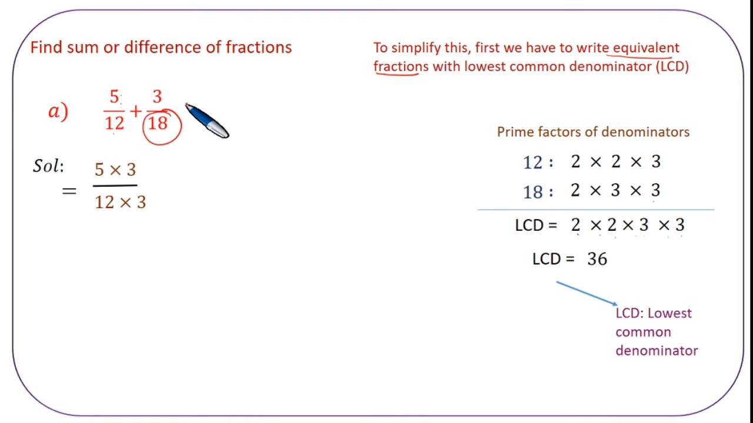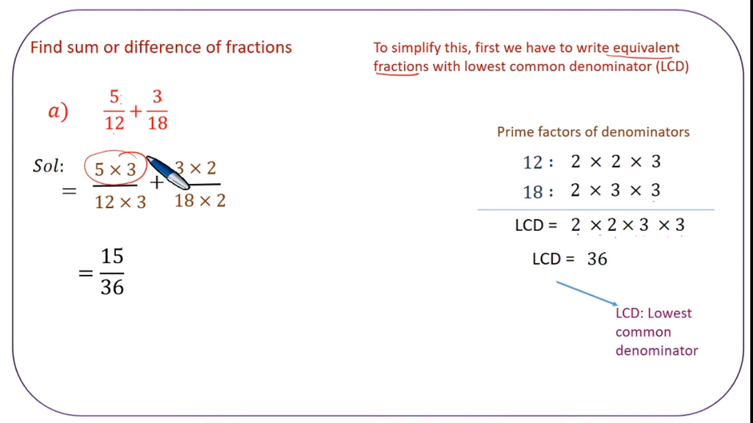Similarly, this 18 also we need to make 36. So this can be written as plus, first 18. We know the table of 18, that 18 times 2 is 36. So write the same thing here, 18 times 2, and this 2 you have to multiply in the numerator as well as in the denominator. So 3 times 2. This is equal to 15, since 5 times 3 is 15. 12 times 3 is 36. So 15 over 36 plus 6 over 36.